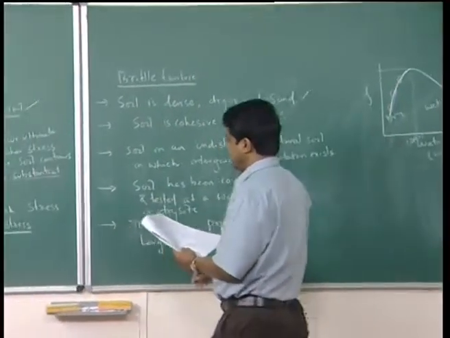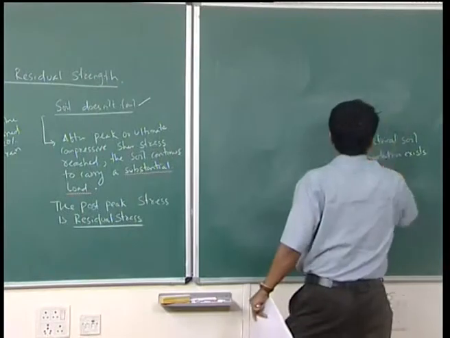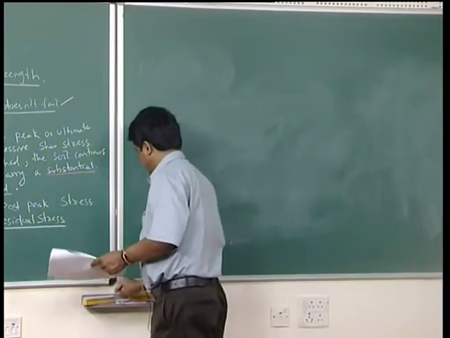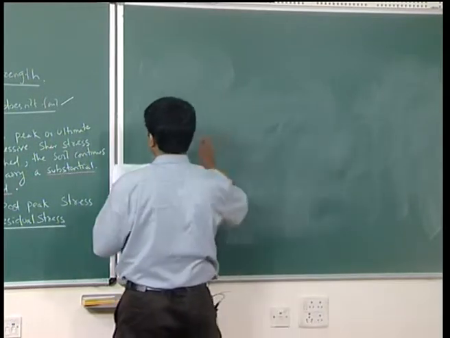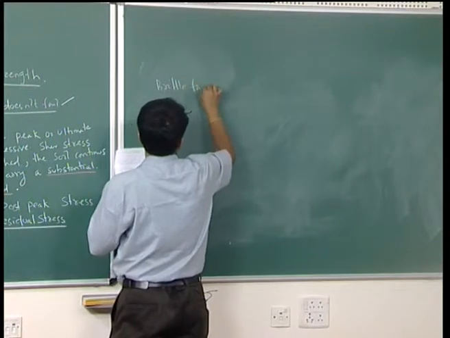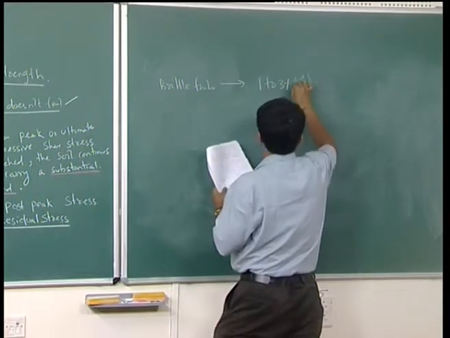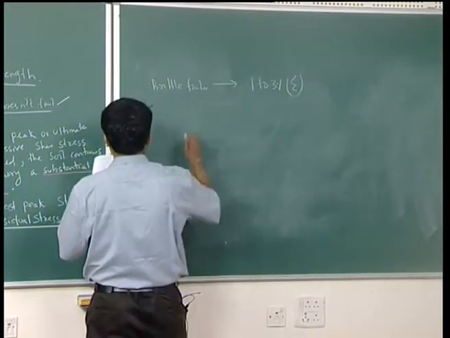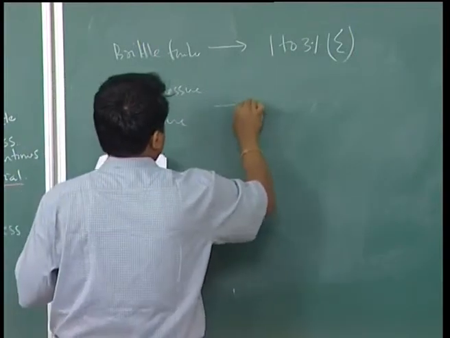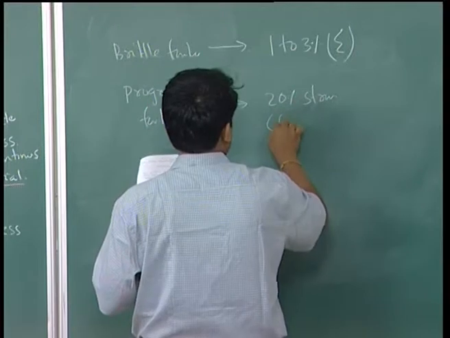Now, what are the conditions in case of progressive failure? If I plot stress versus strain, the stress will increase with increase in strain. Particularly, brittle failure generally happens at 1 to 3% of strain. In case of progressive failure, in soil mechanics or geotechnical engineering, we define 20% strain as the failure criterion.